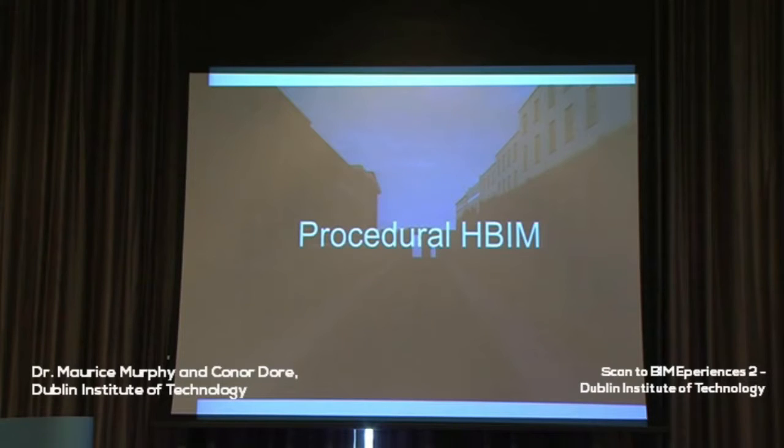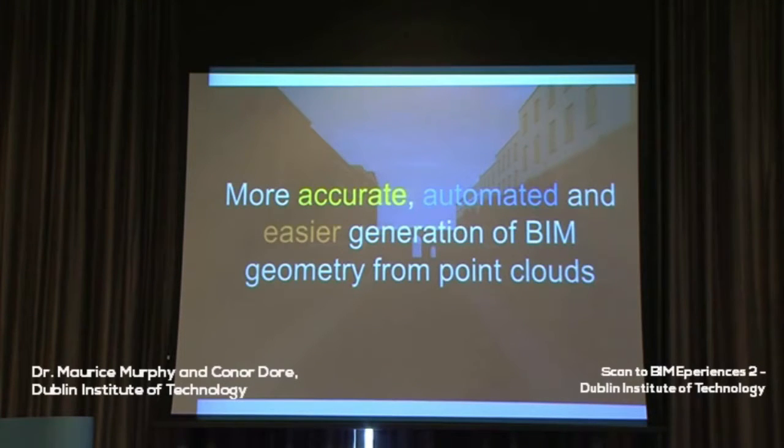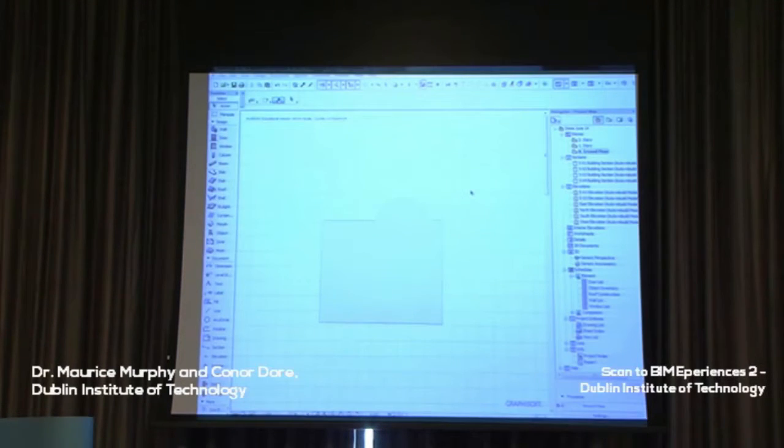These concepts are also now being developed in DIT, for BIM and for HBIM. The idea, again, is to speed up the workflows for modeling existing buildings. The aim here is to enable more accurate, more automated, and easier generation of BIM geometry from point clouds. A number of prototypes are being developed for the ArchiCAD BIM software, and new procedural modeling rules and algorithms are being implemented using the geometric description language, a language within ArchiCAD, and also C++ programming languages. This is just showing some of the concepts of it.